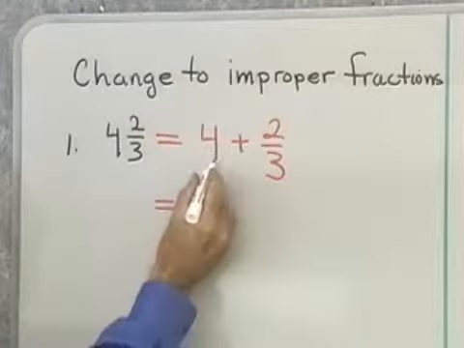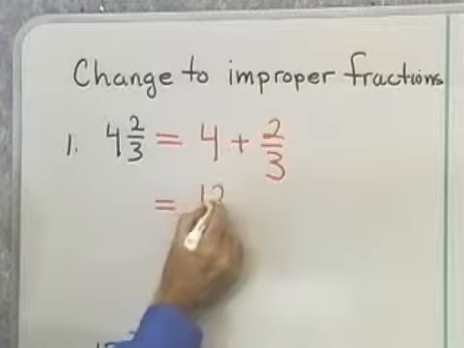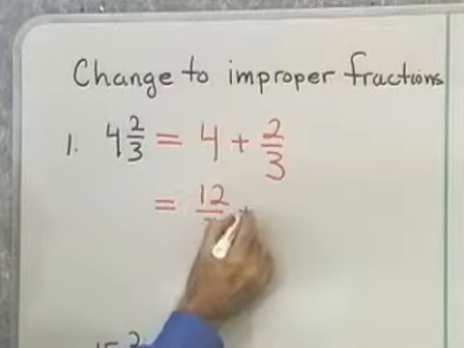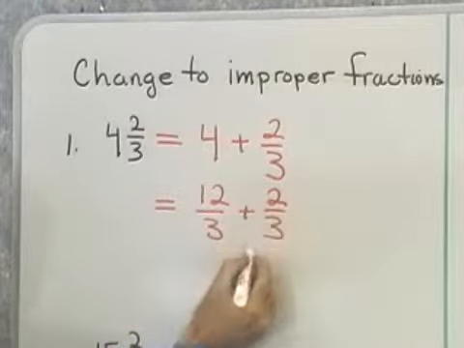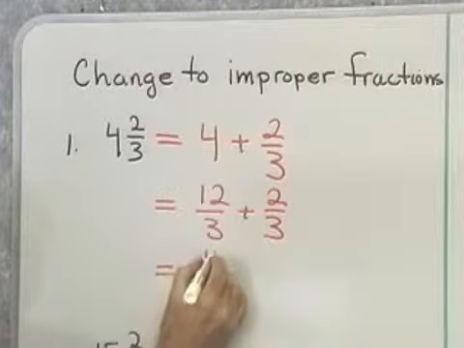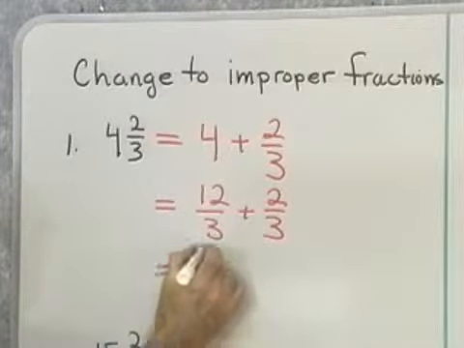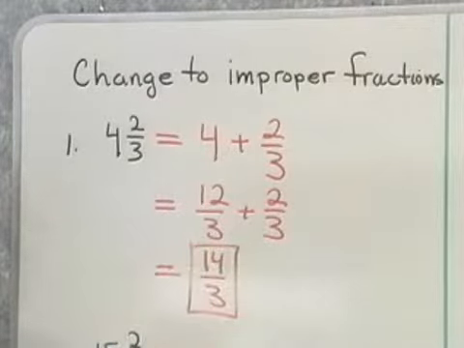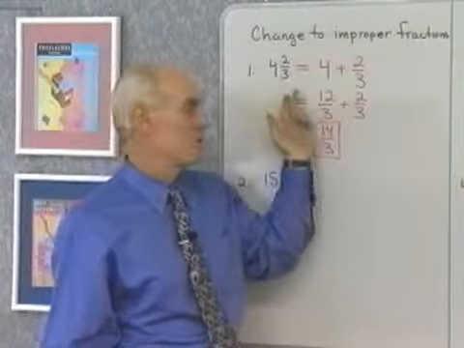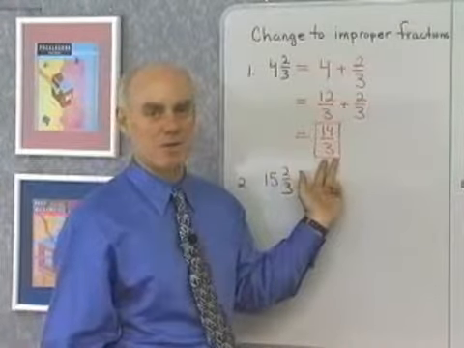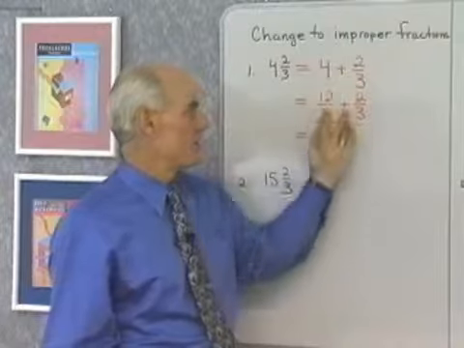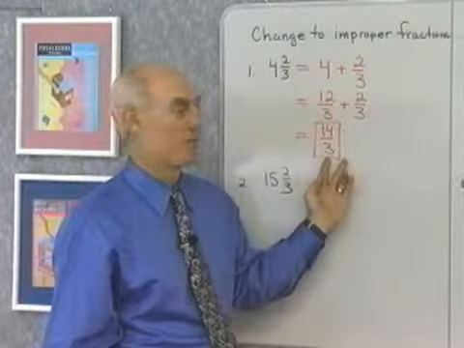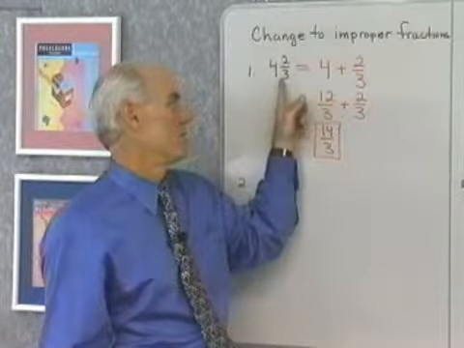So remember, this is 4 over 1, which is the same as 12/3, plus 2/3, and so that will be 14/3. So the mixed number 4 2/3 as an improper fraction is 14/3. Now this is sort of the long way to change to improper fractions. A shortcut method would be to do this.